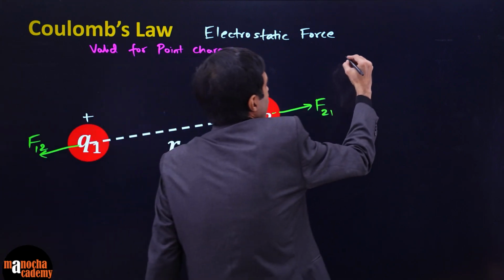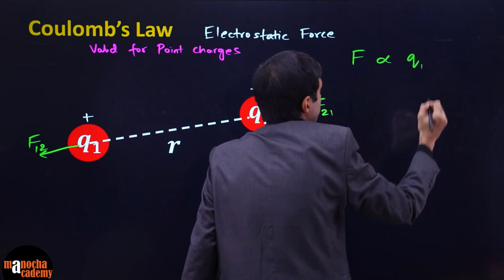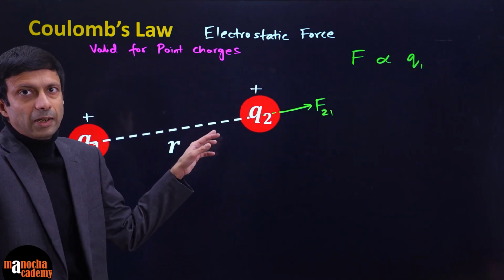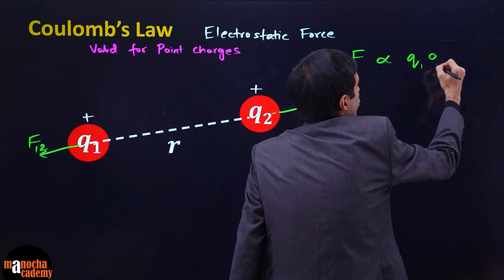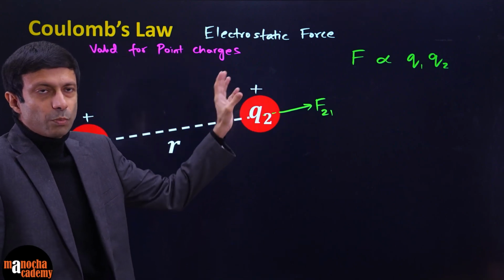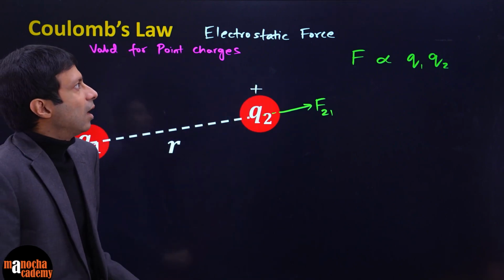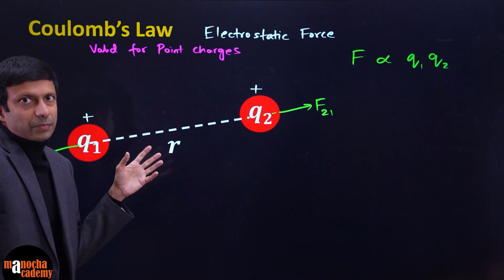So we can say that the magnitude of the force is directly proportional to Q1, and it is also directly proportional to Q2. So I can combine the two and say it is directly proportional to the product of the two charges, Q1 times Q2. So both are combined here. And what about the distance? What do you guys think?